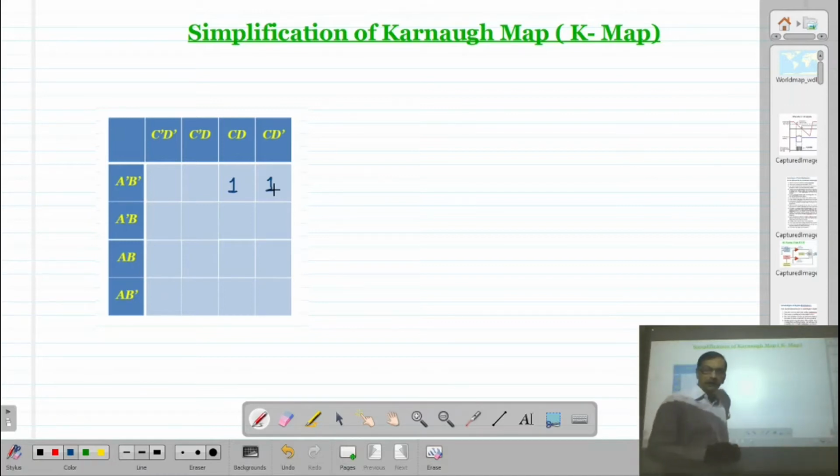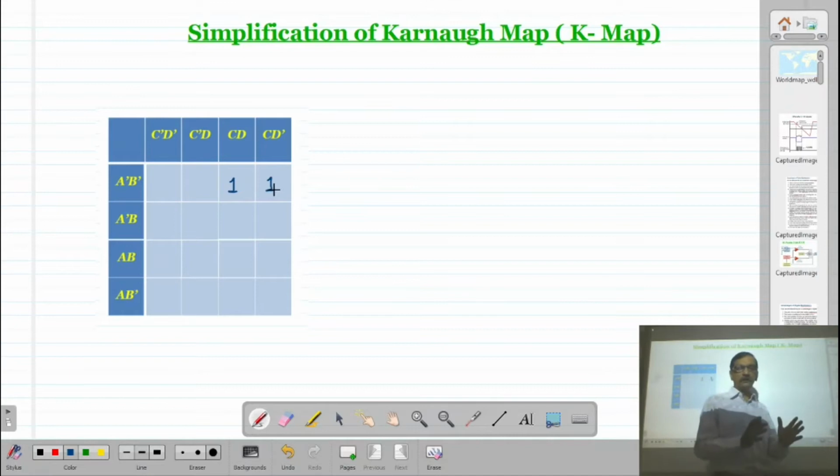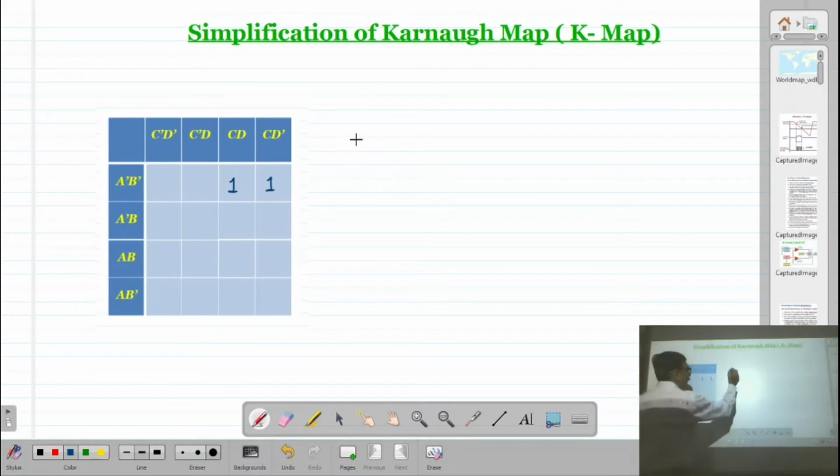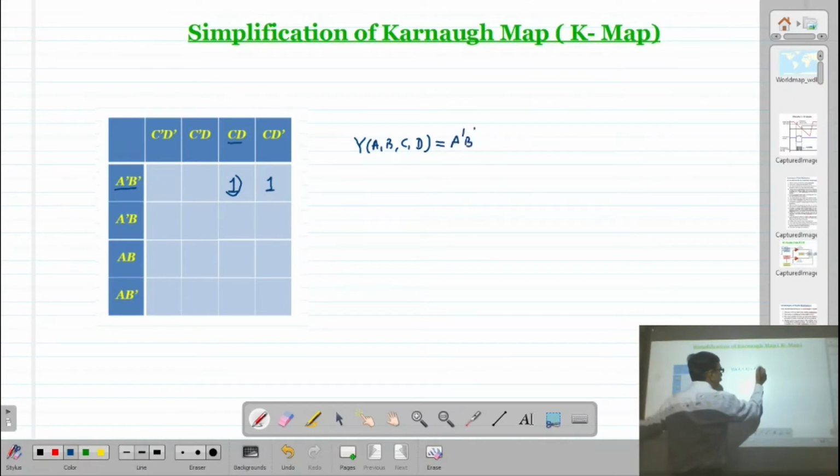Then how to write the Boolean expression? First of all, from the Karnaugh map, how to write the Boolean expression? So if I write, then we can have y that is a function of a, b, c and d. Then for this cell, if we see what is the fundamental product, then here it is a prime, b prime is there and the c d is there. So this cell is representing a prime, b prime, c d. Correct?